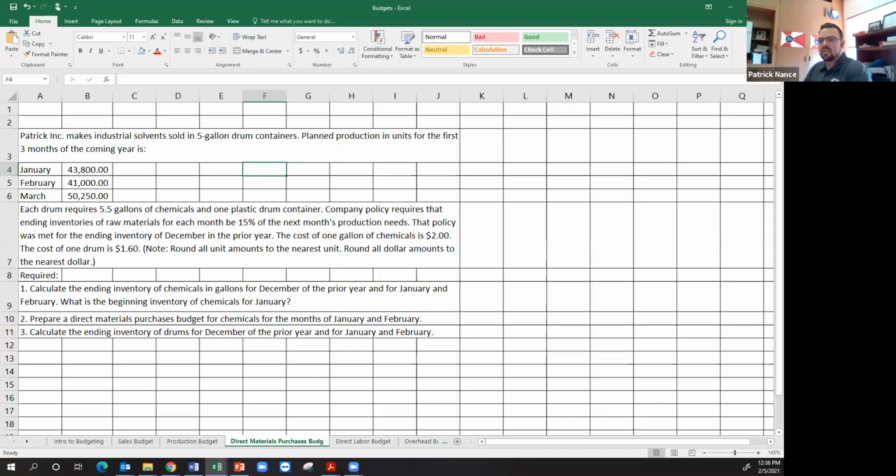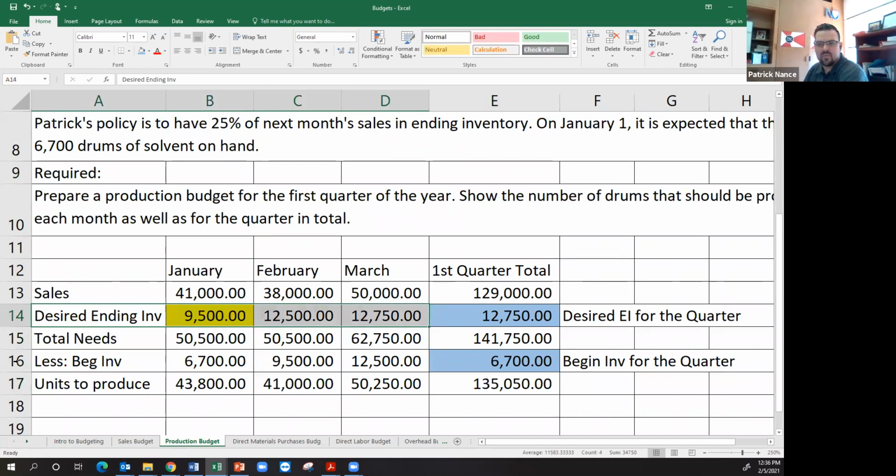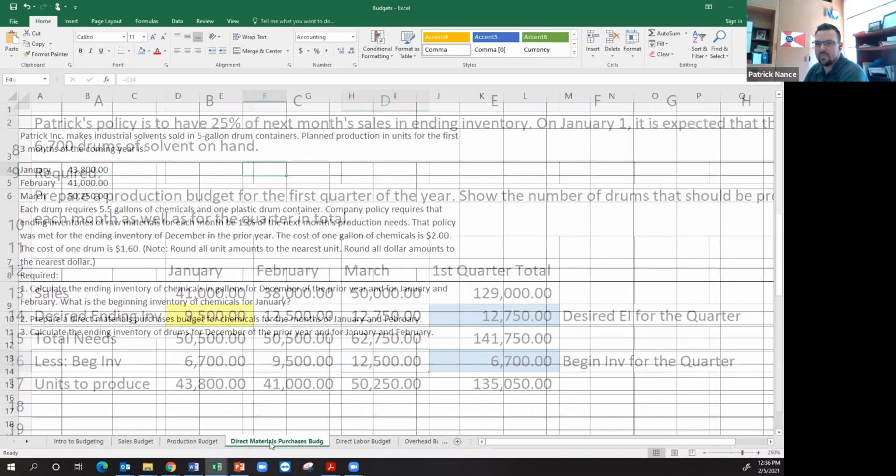Okay, so now we've done a sales budget and a production budget. Sales budget to estimate how much we're going to actually sell. Production budget to take into account the fact that we have inventory beforehand before we start production, and also we want to end with a certain amount of inventory. So now, based on how much I'm going to produce, I'm going to figure out how much I need in direct materials.